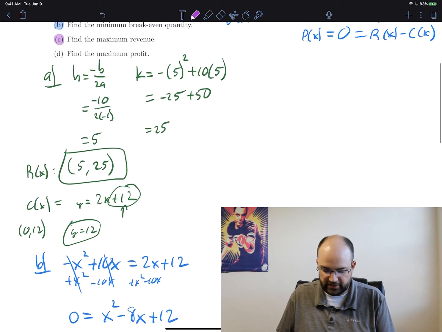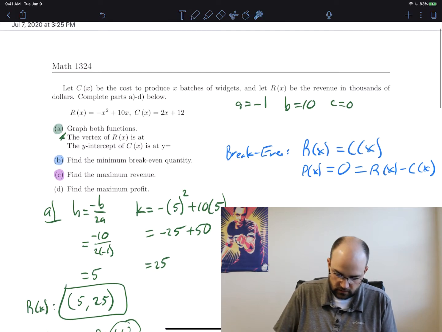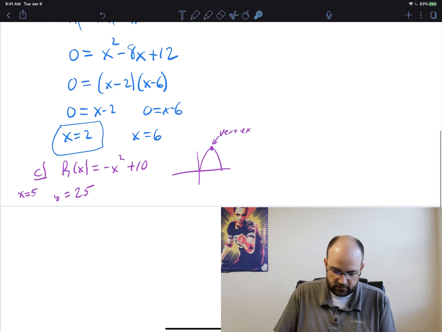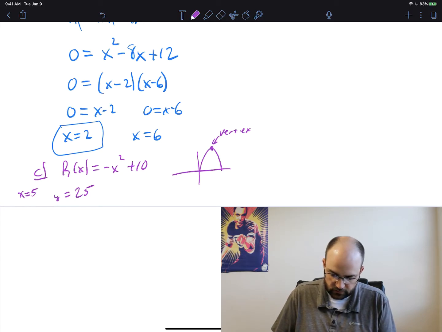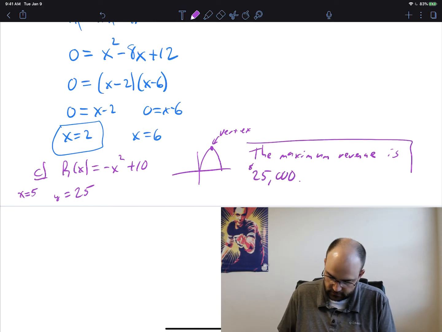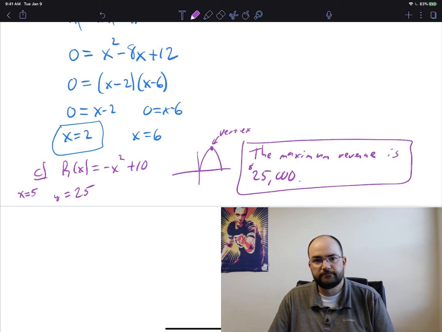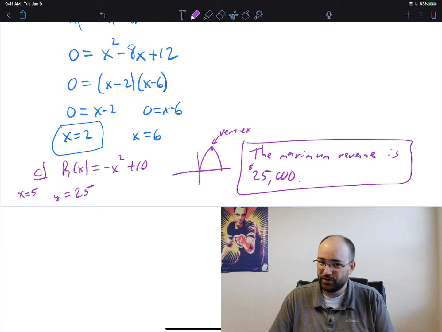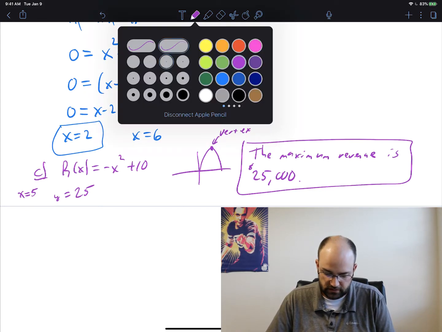Now 25 what? R of x is the revenue in thousands. So the maximum revenue is $25,000. Awesome. It's the great thing about that. We've actually already answered that part of the question.